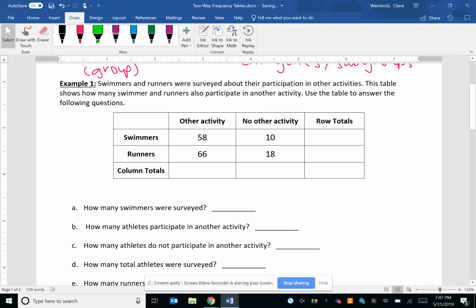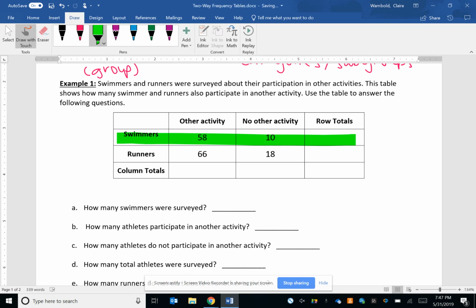The first thing we should do is fill in the remainder of the table. We can see each row here. This row is swimmers, the other row is runners. Then it breaks down by whether they participate in another activity or no other activity. So we've got the same group of people, a mix of swimmers and runners, but we've got two pieces of information: what sport they participate in, and whether they do another activity or they don't.